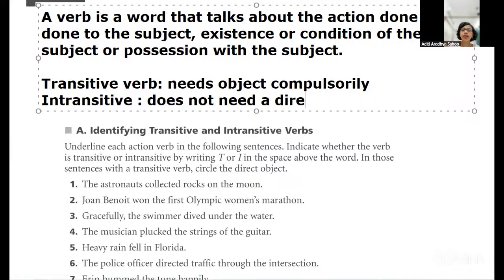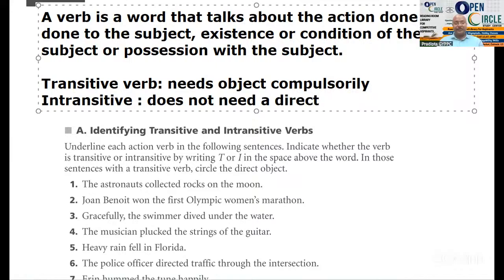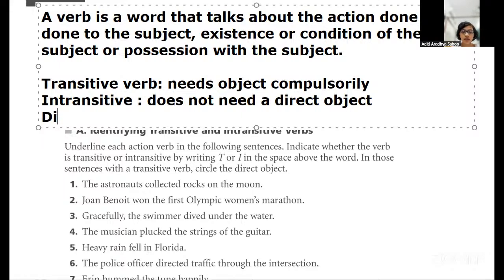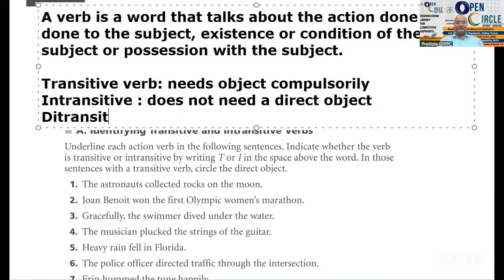Sir, can you hear me now? Yes, I can hear you. You told me that you remember last year's lessons. So tell me, what are the types of verbs I have spoken about? Sir, you have spoken about the ditransitive and ambitransitive also. Ditransitive. So what is ditransitive?